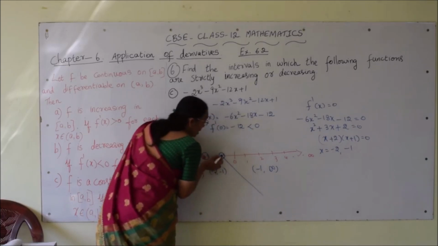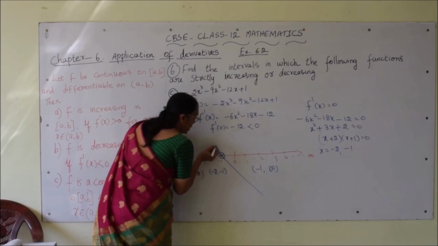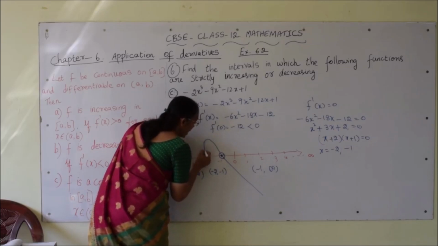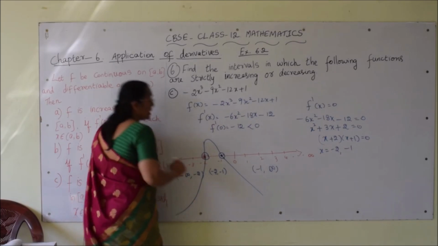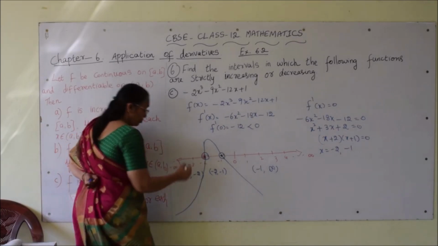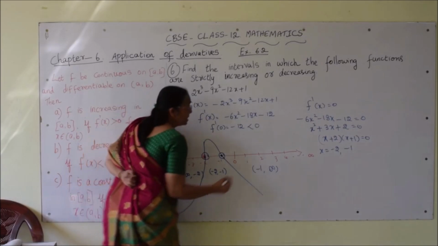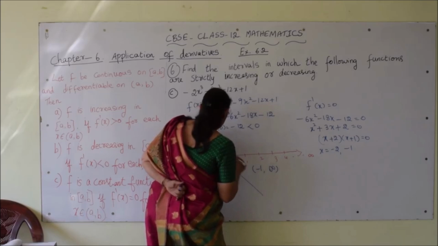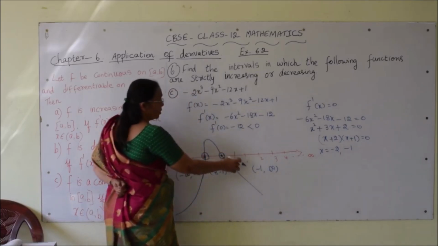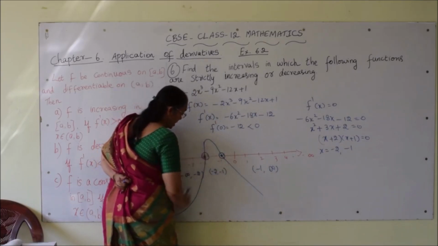The turning point is at minus 1. So from minus 1 to minus 2 it increases, and then from negative 2 to negative infinity the function decreases. So the function is decreasing in the interval where the origin is, here it is increasing, and again it is decreasing here.